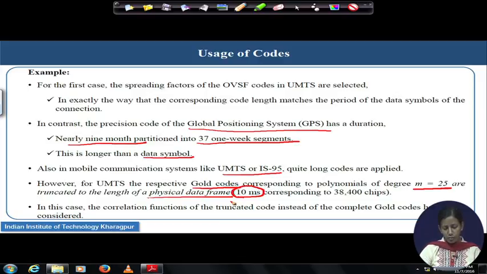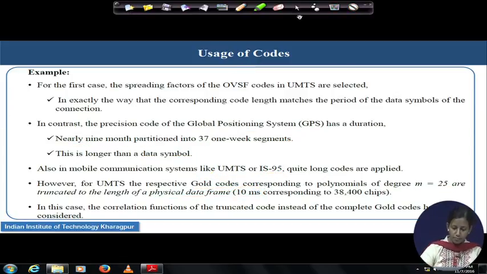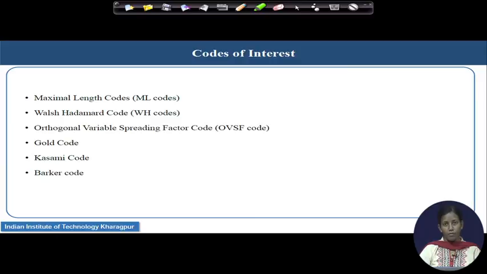In this situation the correlation function of the truncated codes will be equivalent to that of the complete gold codes that we are utilizing. In this slide we have already talked about a few kinds of codes. For example, OVSF is one, gold code is another, and so you now know that these are the names of the codes which are most popularly used in practice. We will slowly enter into the characteristics and the generation process of each of these codes today. So, codes of our interest.